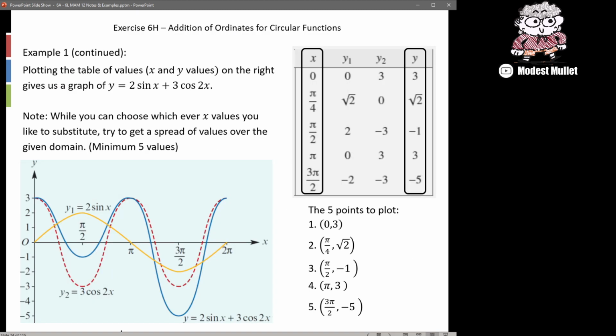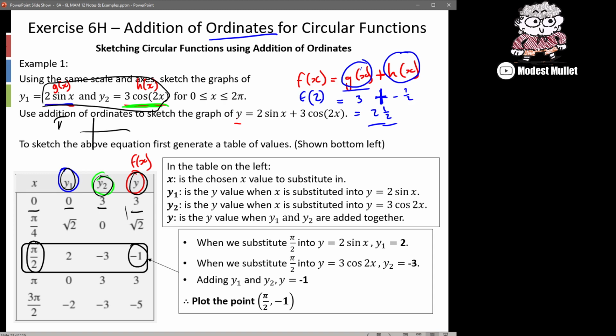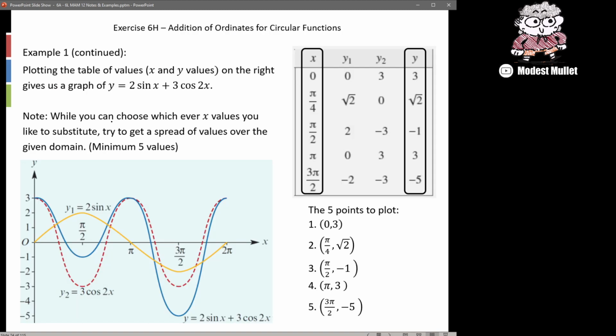So let's have a look at an example. Again, it's the exact same functions. We have 2 sin of x and 3 cos 2x, and the first graph is represented in the yellow. I don't have yellow. We'll call it the green. It's this green here.